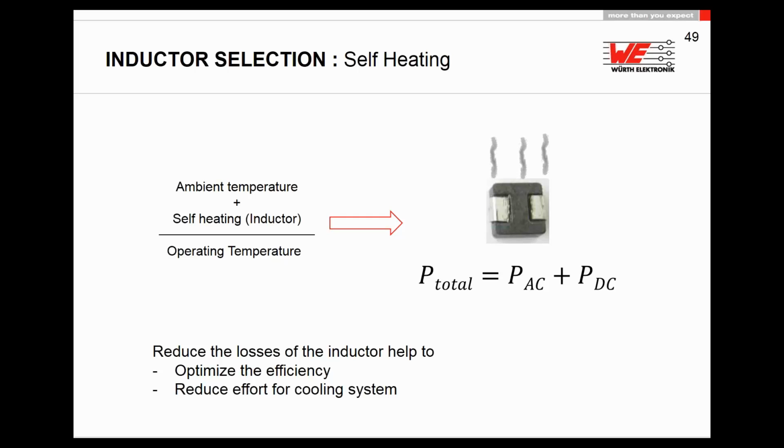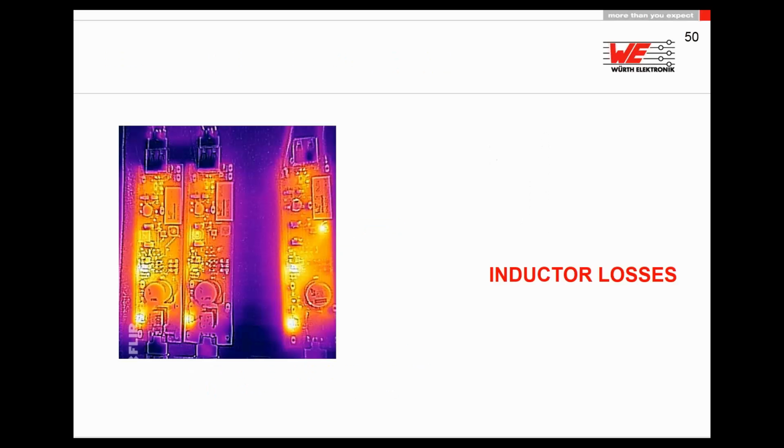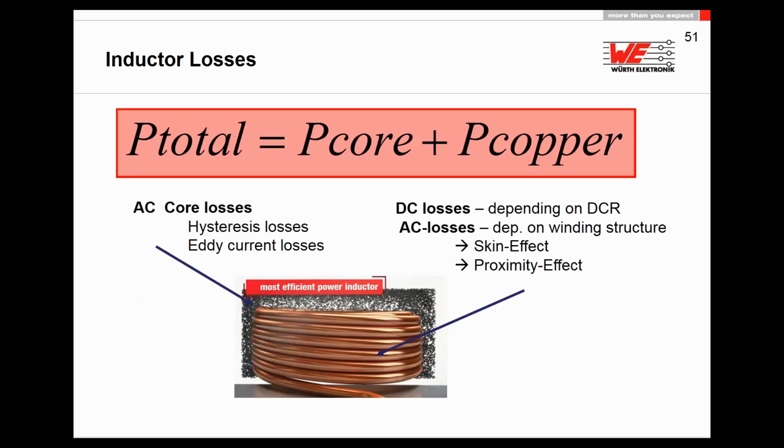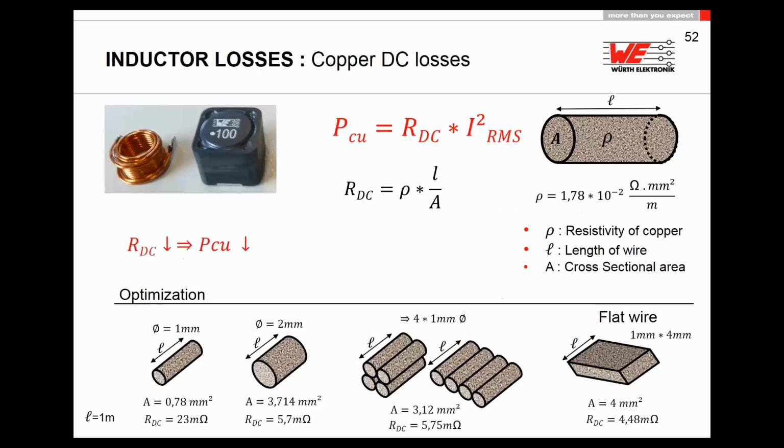So if you have an inductance which is not getting too hot, it's automatically good for efficiency, because you're not losing energy and you have less effort to cool the system down. The inductance losses can be a little bit tricky because you may have on one side the copper losses and on the other side the AC losses. And the AC losses can be current from eddy currents, which is generating the core, some hysteresis losses, but also skin effect and proximity effect.